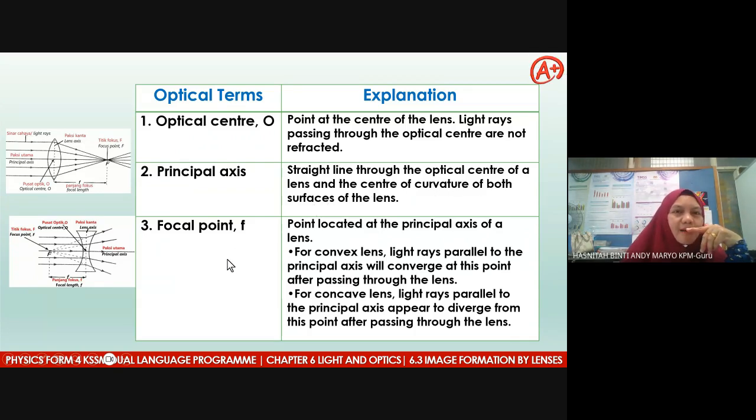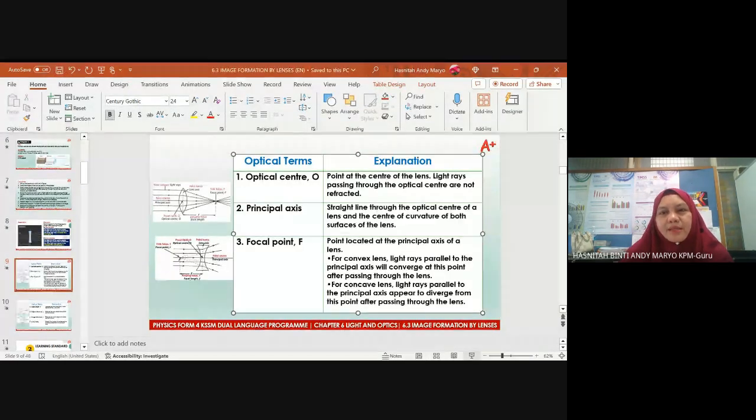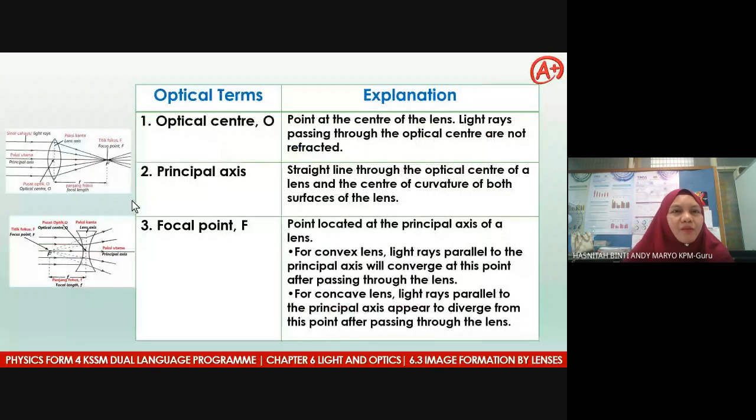Then the third term we have is the focal point. The symbol should be capital F. What is the focal point? This is the focal point for the convex lens. It is behind the lens. Meanwhile, this is the focal point for the concave lens. It is in front of the lens. So the focal point for the convex lens is a point where a light ray parallel to the principal axis converges after passing through the lens.